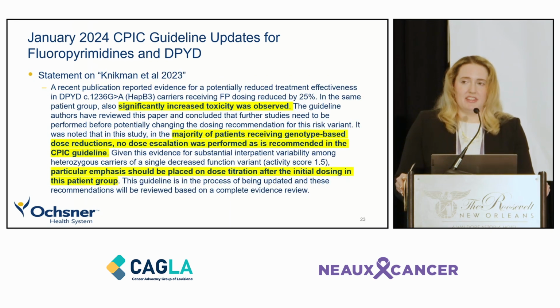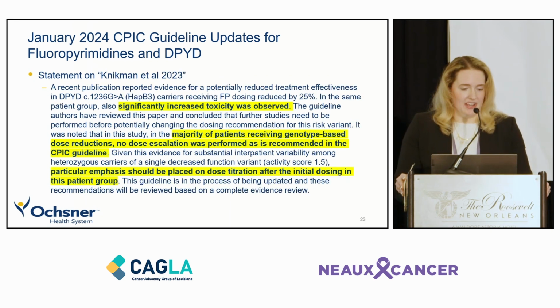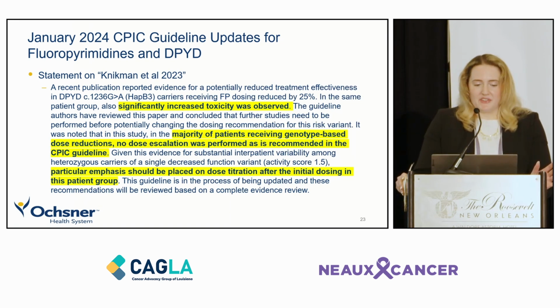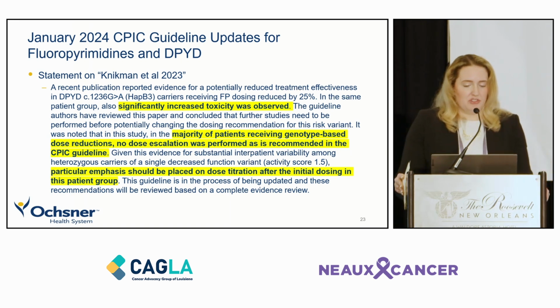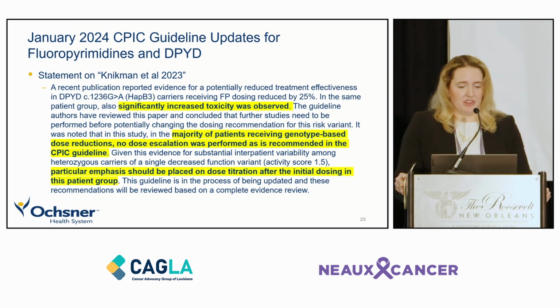Another statement that the CPIC guidelines put out based on this study is, again, kind of what I discussed. While we did see some of those changes, we also saw a lot of increased toxicity, and the majority of patients who received this dose reduction were not dose escalated, which is recommended in the CPIC guidelines. And so they didn't make any specific changes to the guideline, but really focused clinicians on dose titration. So if you're reducing someone, they tolerate it well, it's okay to go up to an effective dose and test for toxicity.